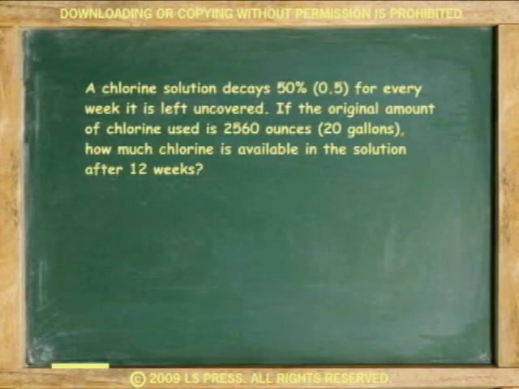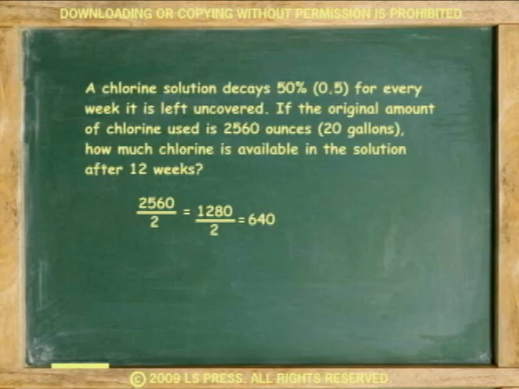If it decays 50%, half the amount, every week, after the first week there is only 2,560 ounces divided by 2, or 1,280 ounces left. After the second week there is half of that, or 640 ounces available, and so on. This problem fits the exponential decay pattern because the amount of chlorine drops rapidly.